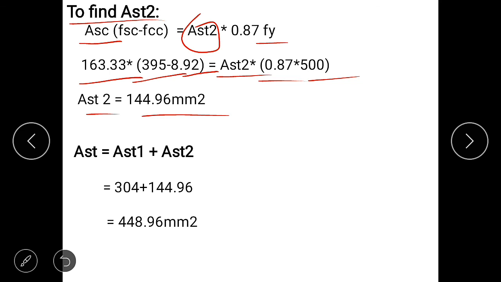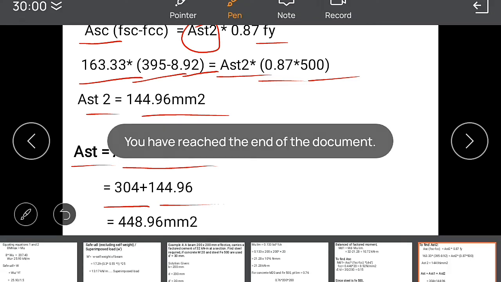We have to find Ast total, so addition of Ast1 and Ast2. Ast1 is 304 and Ast2 is 144.96. So total Ast is 448.96 mm square. Okay.